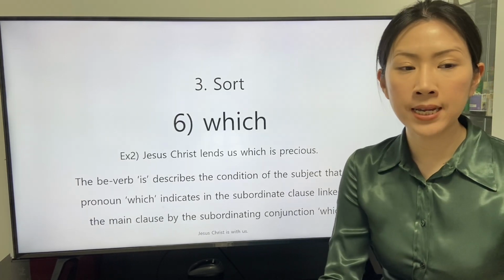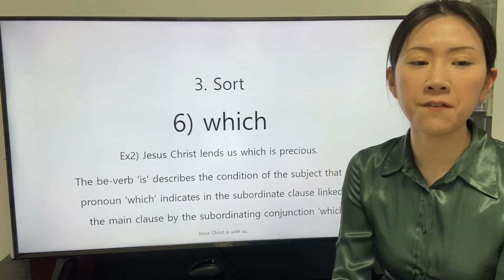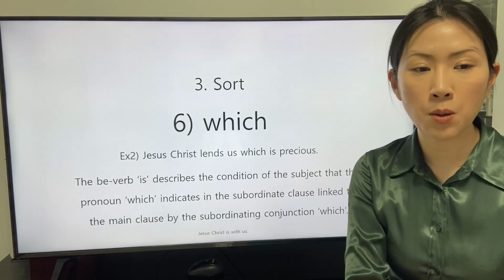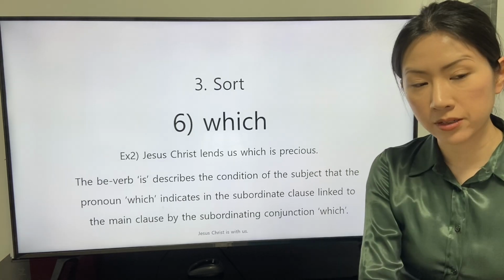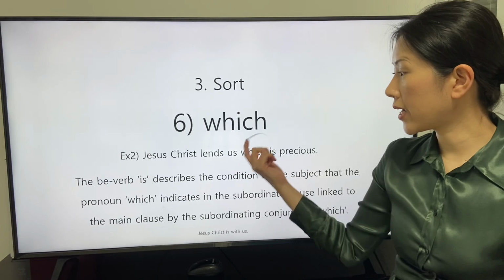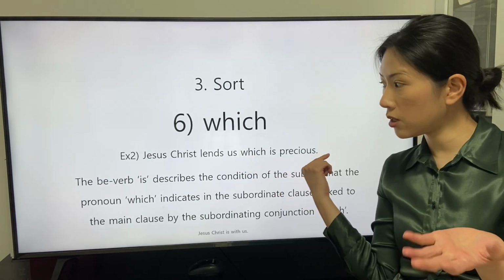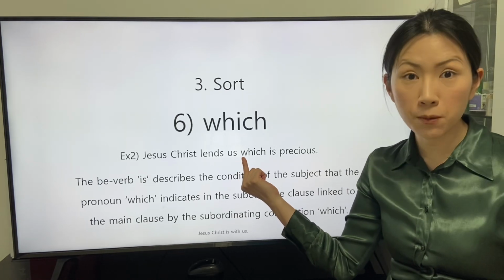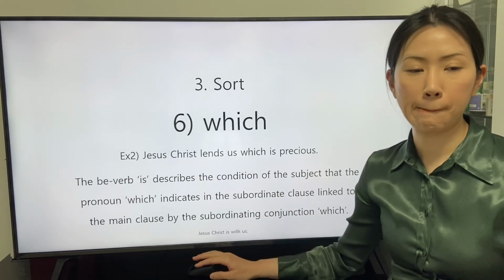The be verb is describes the condition of the subject that the pronoun which indicates in the subordinate clause, linked to the main clause by the subordinating conjunction which. The subject described in the subordinate clause has the role of the direct object in the sentence.